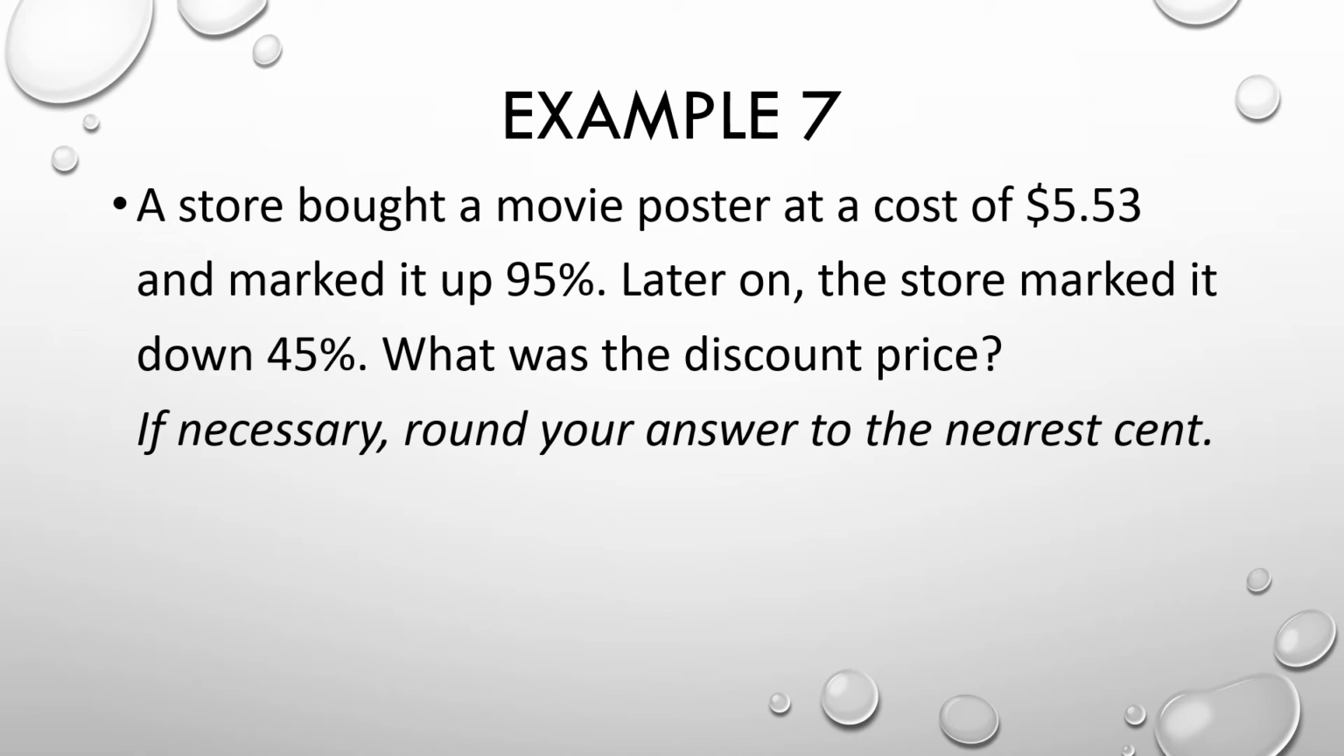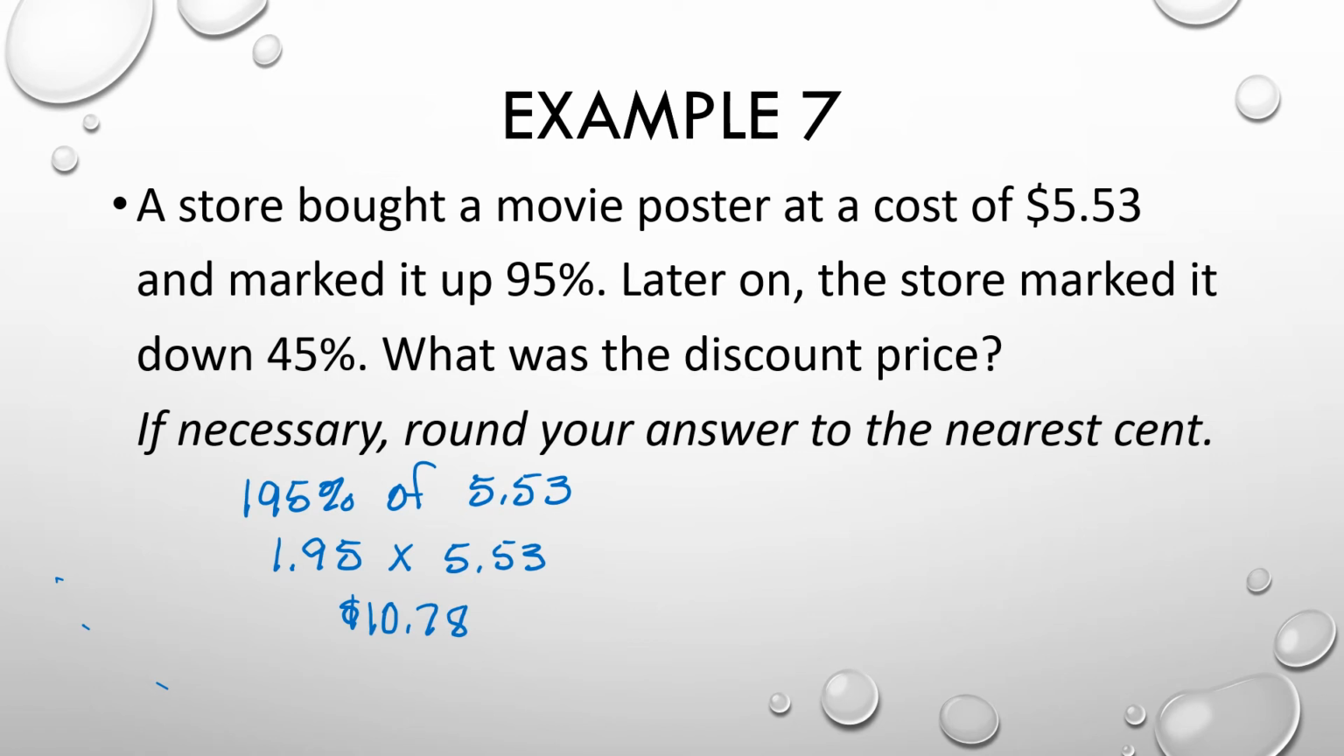A store bought a movie poster at a cost of $5.53 and marked it up 95%. Later on, the store marked it down 45%. What was the discount price? Okay, so they first marked it up 95%, so they still were getting the cost, 100% of that $5.53. So 195% of $5.53. So that would be 1.95 multiplied by 5.53, which is $10.78, which would have been the markup price.